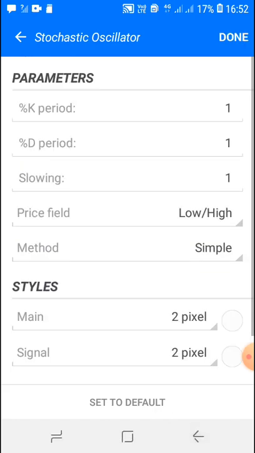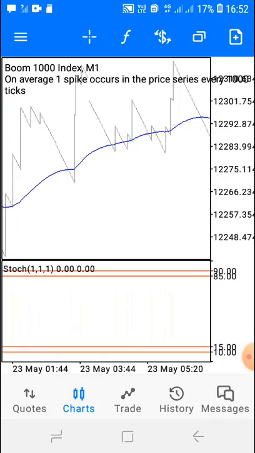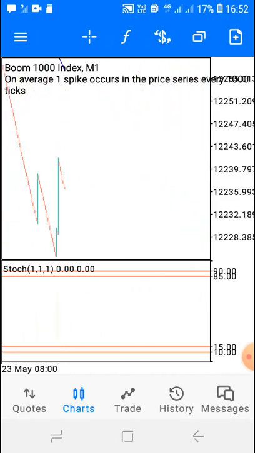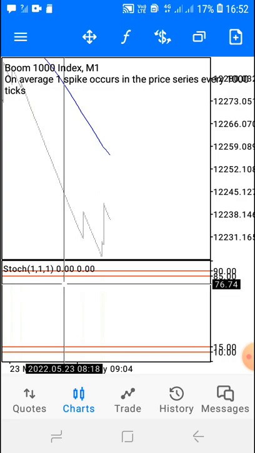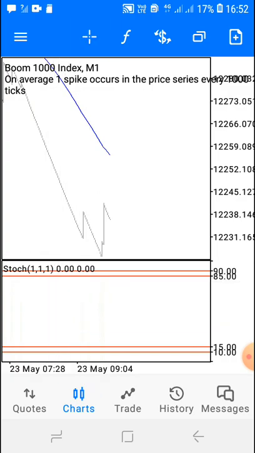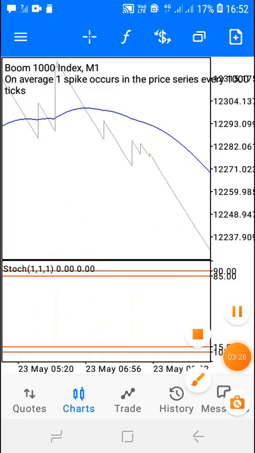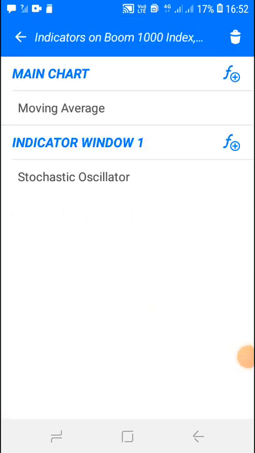So once you have added your stochastic oscillator, what you're going to do now is make sure that there's nothing in the stochastic oscillator. Make sure there's nothing in your stochastic oscillator, and once it is on your chart, you're going to click on the F plus button again and click on indicator window 1.